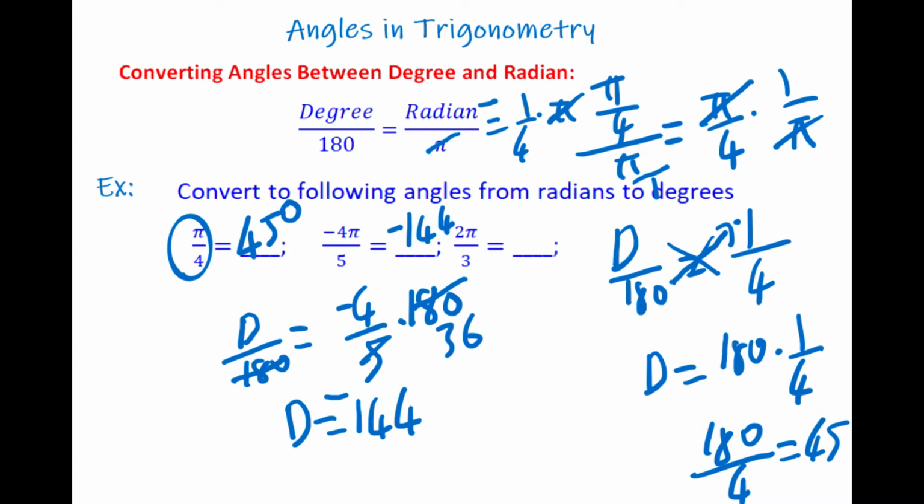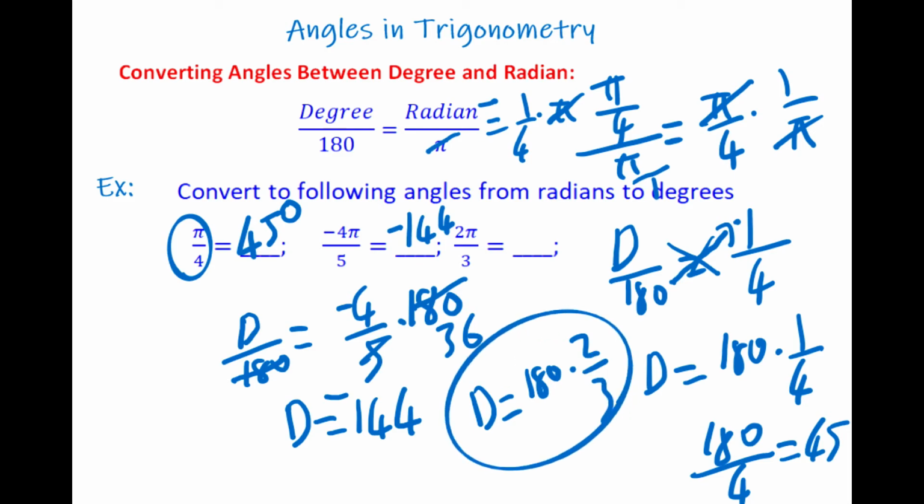And for the last case, we have 2 pi divided by 3. Degree is equal to 180 times 2 divided by 3. Actually, you can also take it in this way, because pi is equal to 180, right? So just put 180 instead of pi. That might be another case. That's what we are doing here actually. So you can just divide 180 by 3, then we're gonna have 60 here. 60 times 2 is gonna give us 120, guys. So for the last case, 2 pi divided by 3 is equal to 120 degrees, guys. Those are degrees, by the way.